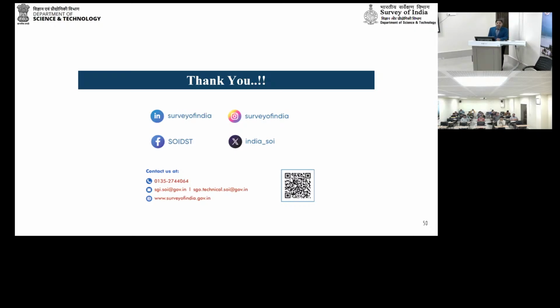Currently, we have established CORS all over India at a spacing of approximately 60-70 kilometers. Survey of India is further planning to densify it. Our target is a further density of at least 30-40 kilometers. Currently it is 70 kilometers. I think in 3 years we will have the network at a spacing of 30-40 kilometers.